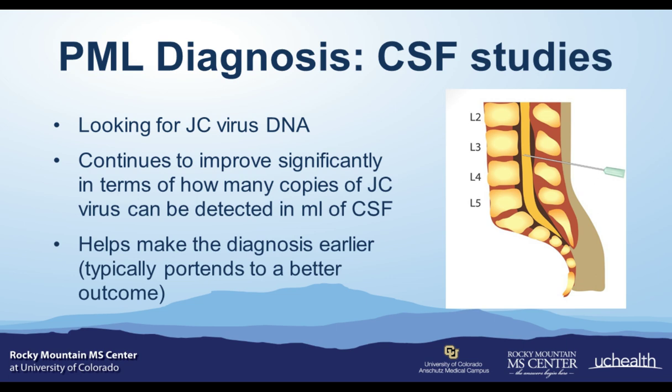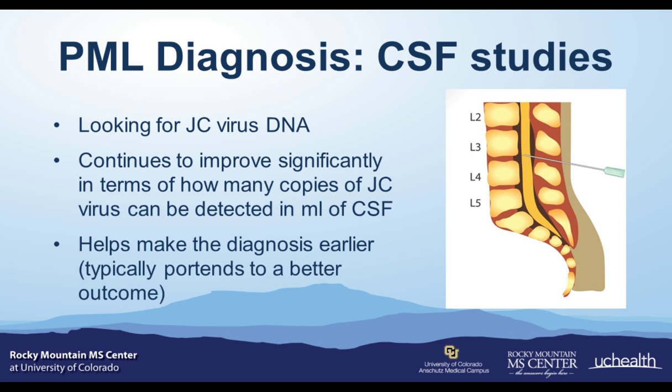The third criterion for PML diagnosis is looking at CSF, or cerebrospinal fluid studies. And this is something we obtain by doing a spinal tap. Now, what we're looking for when we do this is the actual DNA of this virus itself, of the JC virus. One of the things that we've really improved on dramatically over the years is how many copies of the JC virus we can detect in a milliliter of cerebrospinal fluid.